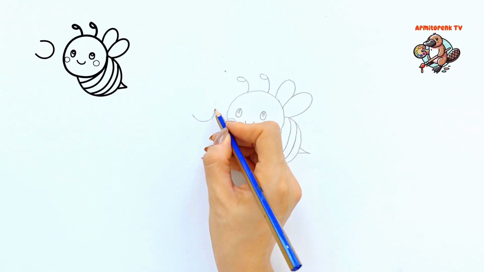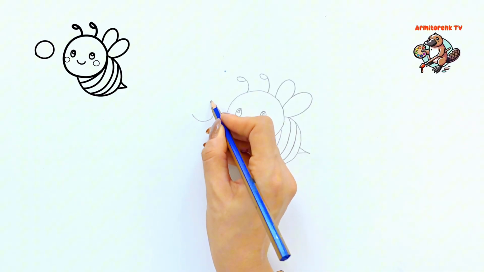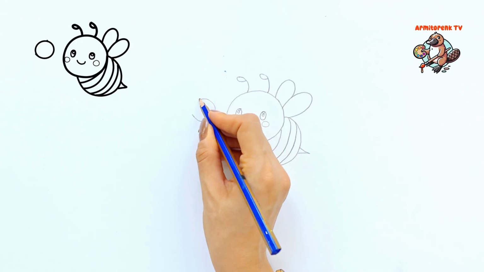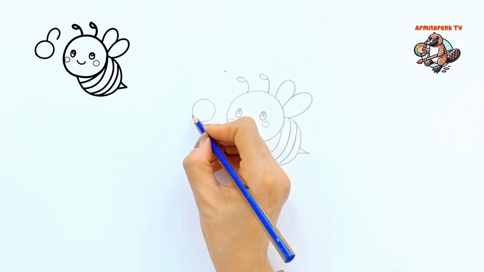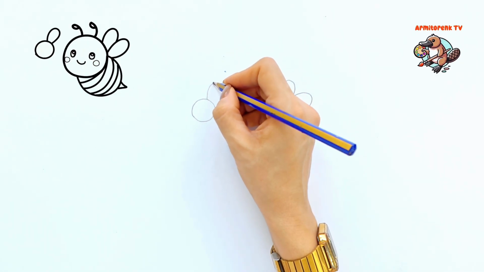Now, let's draw a flower. First, draw a circle. This is the middle of the flower. Now, draw the petals.